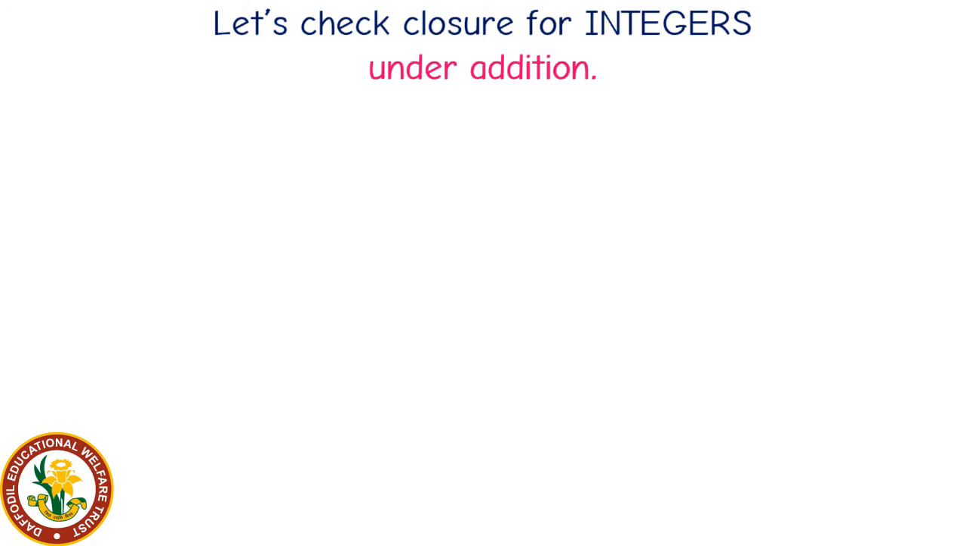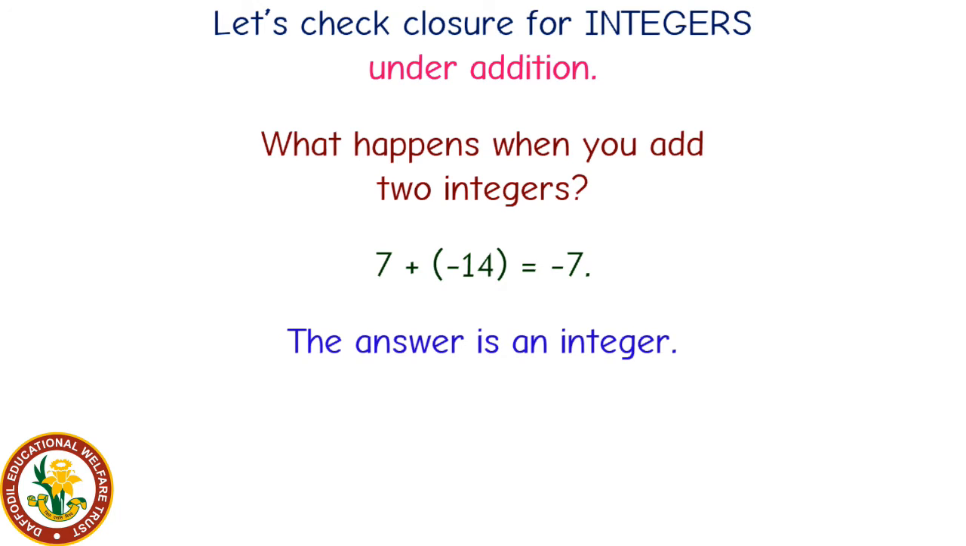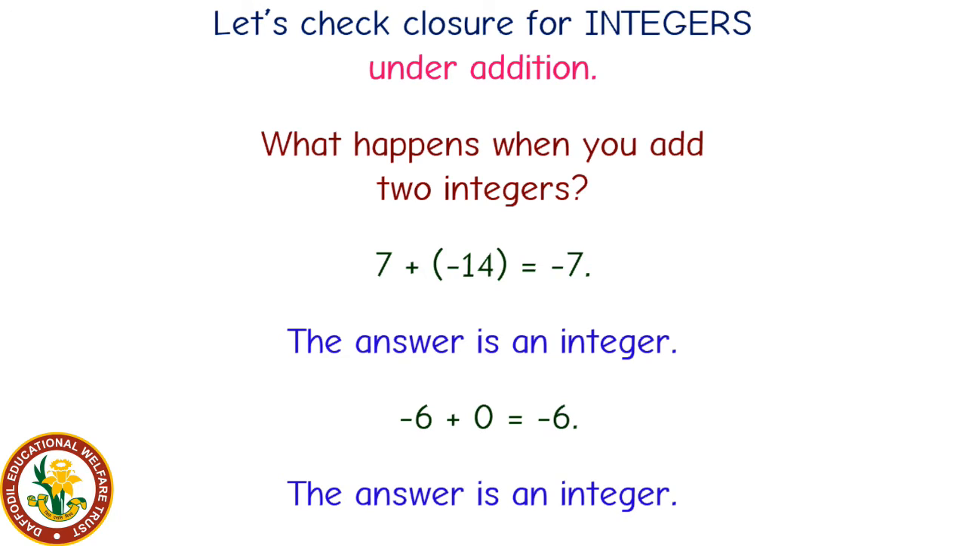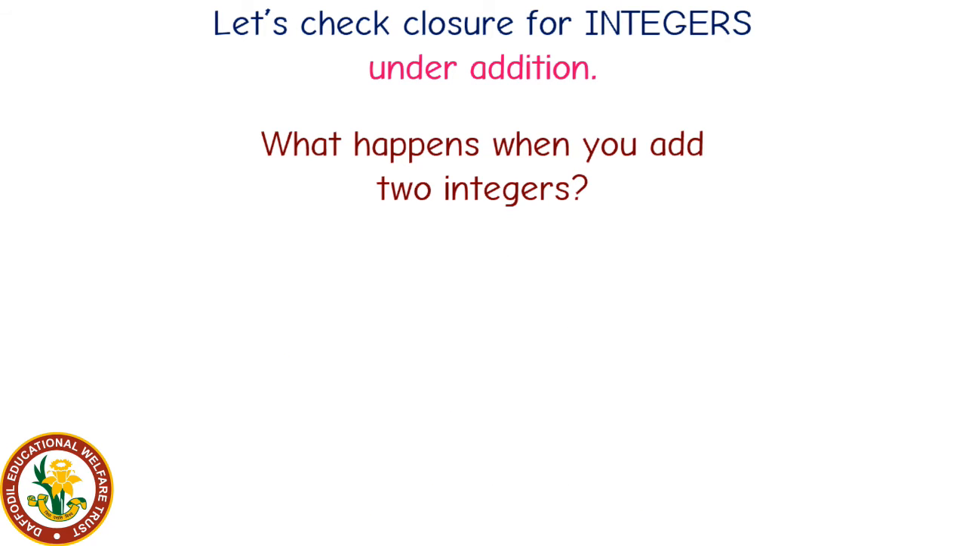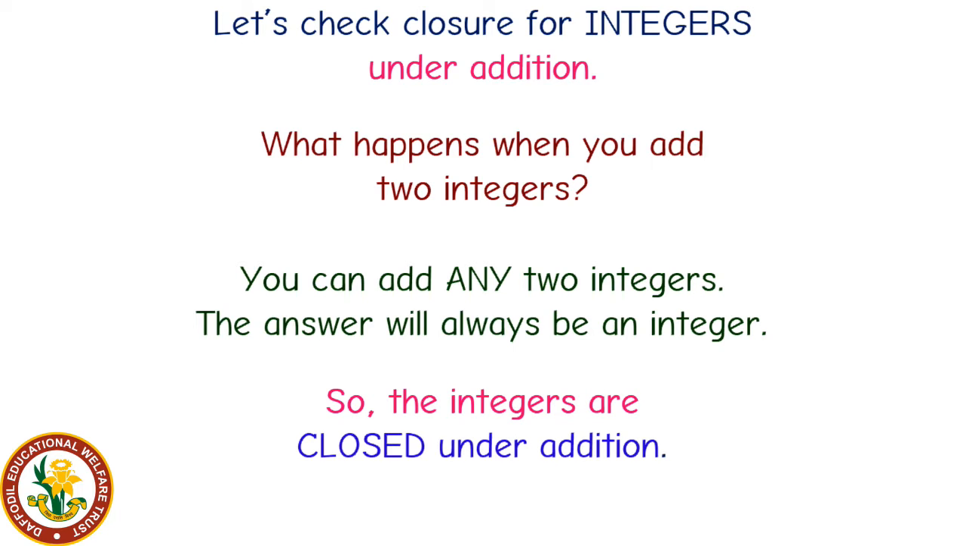Let's check closure for integers under addition. What happens when you add two integers? 7 plus minus 14 is equal to minus 7. The answer is an integer. Minus 6 plus 0 is equal to minus 6. The answer is an integer. You can add any two integers, the answer will always be an integer. So the integers are closed under addition.